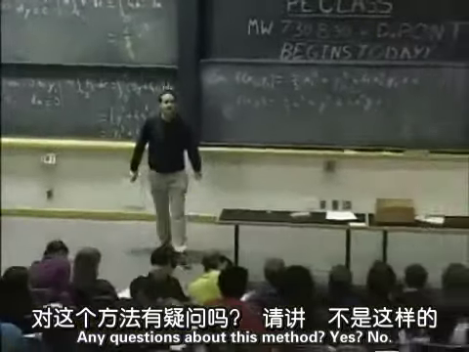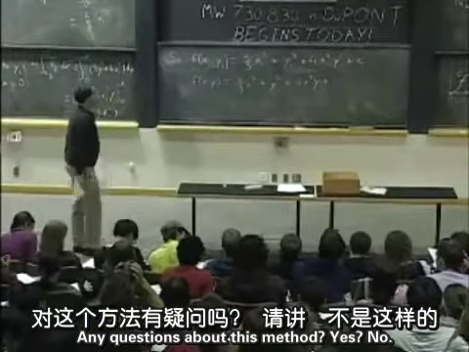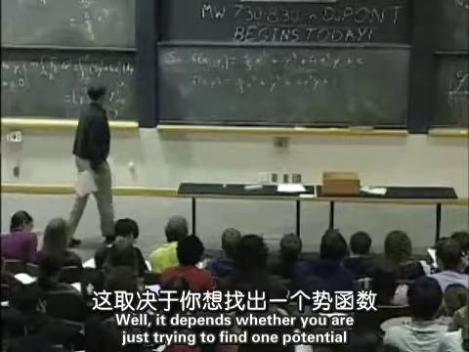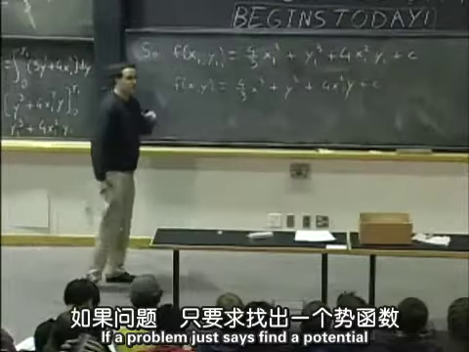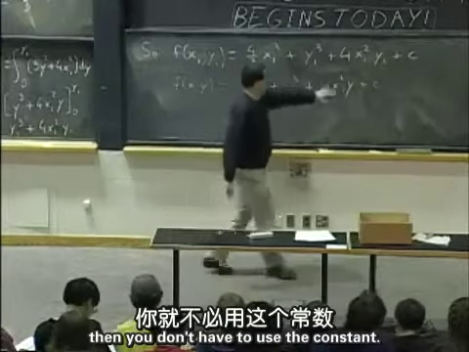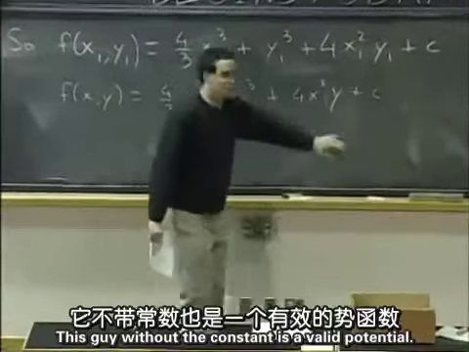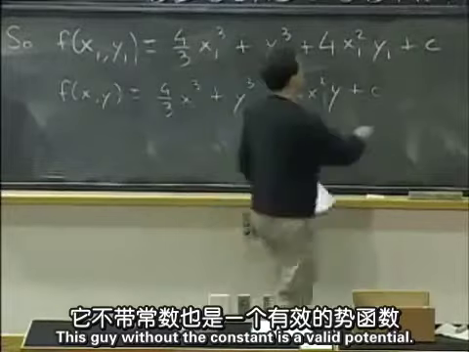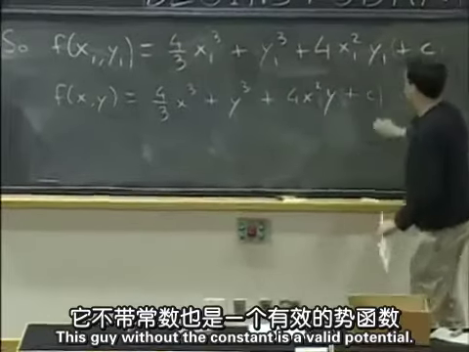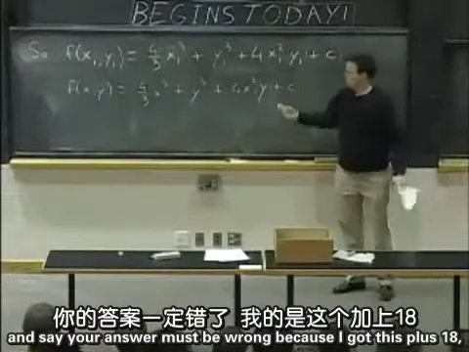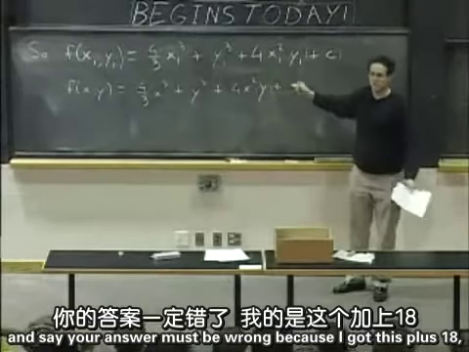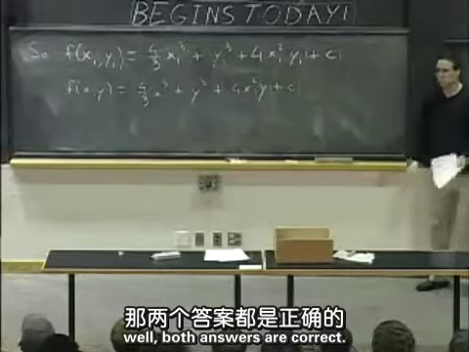Yes? No, well, it depends whether you're just trying to find one potential or if you're trying to find all the possible potentials. If a problem just says find a potential, then you don't have to include the constant. This guy without the constant is a valid potential. Just you have others. So if your neighbor comes to you and says, oh, your answer must be wrong, I got this plus 18, well, both answers are correct.